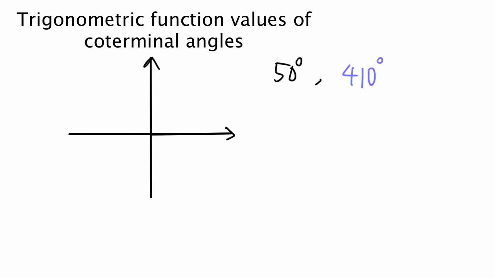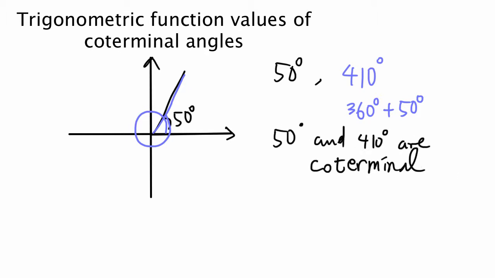If you draw these two angles, here is 50 degrees, and 410 degrees is 360 plus 50 degrees. So 360 degrees tells you to go around the circle once, and then plus 50 degrees more. If you look at these two angles, they share the same terminal side. They basically end up at the same place, right? So these two angles are coterminal.